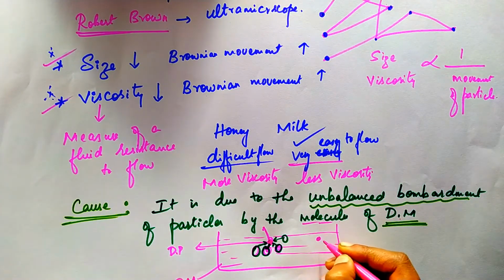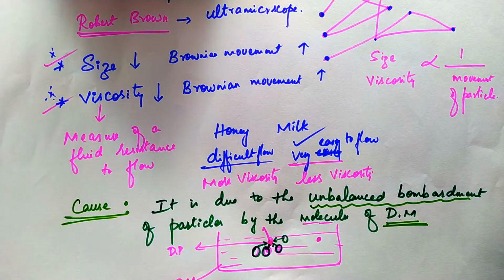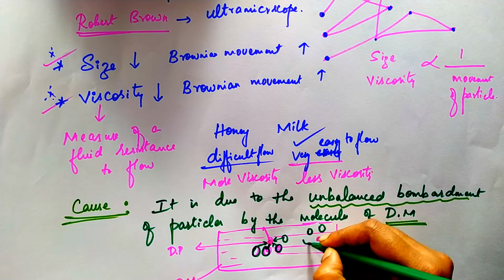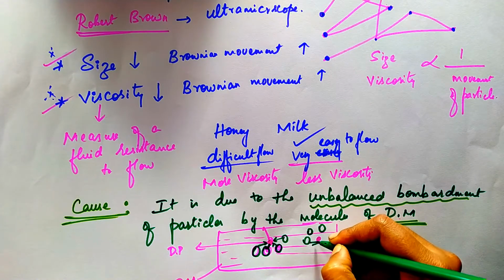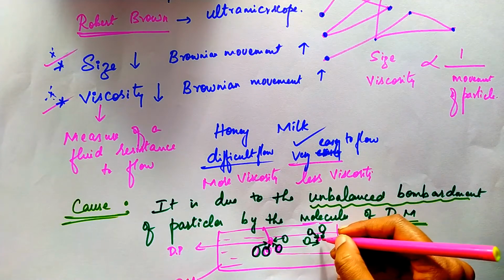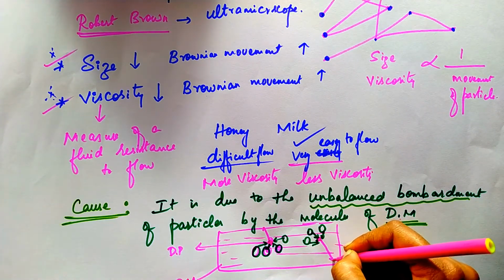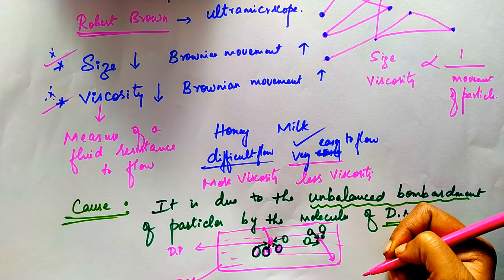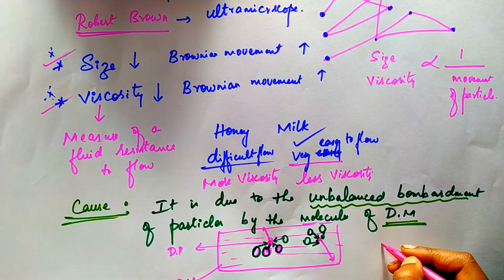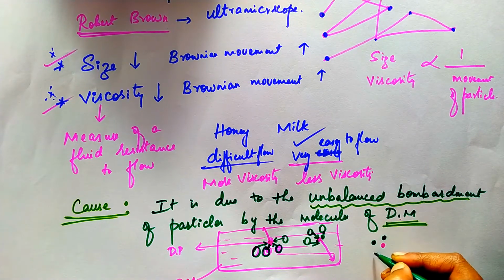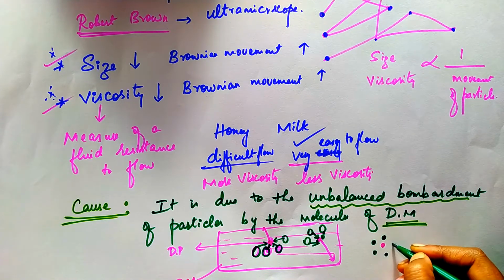If I take one more colloidal particle and the dispersed medium molecules hit the colloidal particle in a downward motion, then it moves to a downward position. So unbalancedly the molecules are hitting the particle. Now I am showing in a different part.